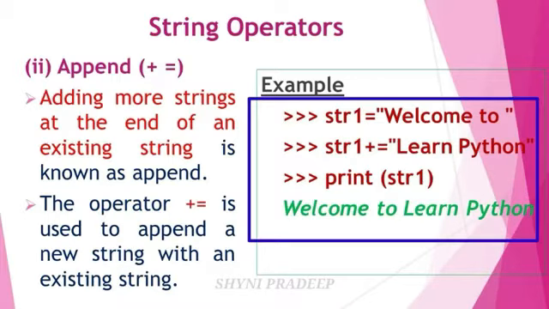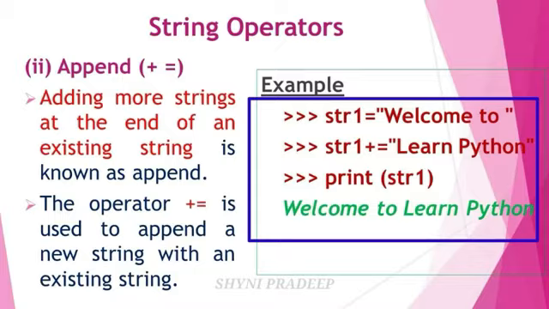See this example. First, the str1 variable is created, and one string is given, welcome to. Next, if you want to add another string to this existing string, you have to write str1 plus equal to. If you want to append more strings, which means add more strings, you have to use the plus equal to operator. So write str1 plus equal to, and write the string learn Python. Next, print str1, and you will get the output welcome to learn Python.